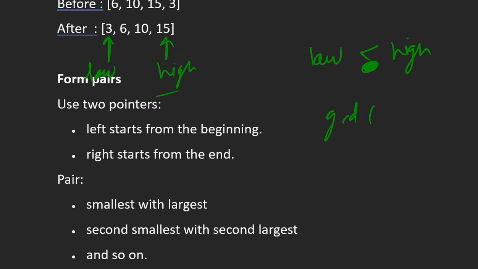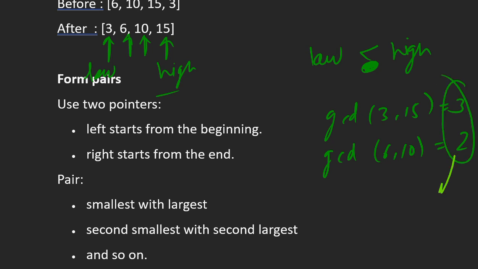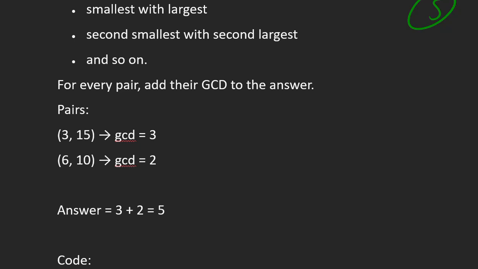The first pair is the GCD of 3 comma 15, that is 3. Then we shift low by +1 and high by -1, and take the next pair, the GCD of 6 comma 10, that is 2. Now the sum is 3 plus 2, which is 5. So that's our final answer.